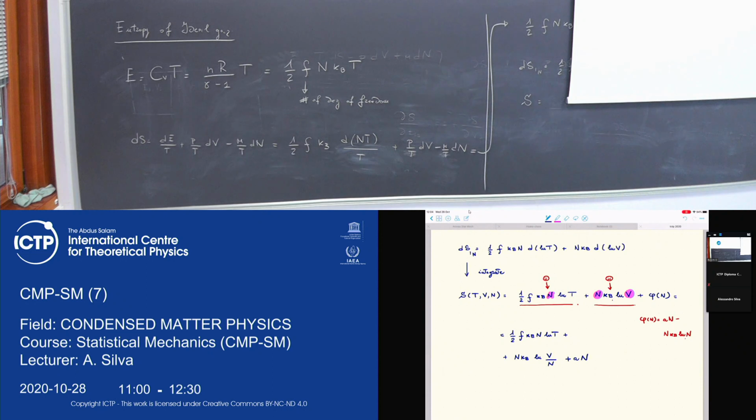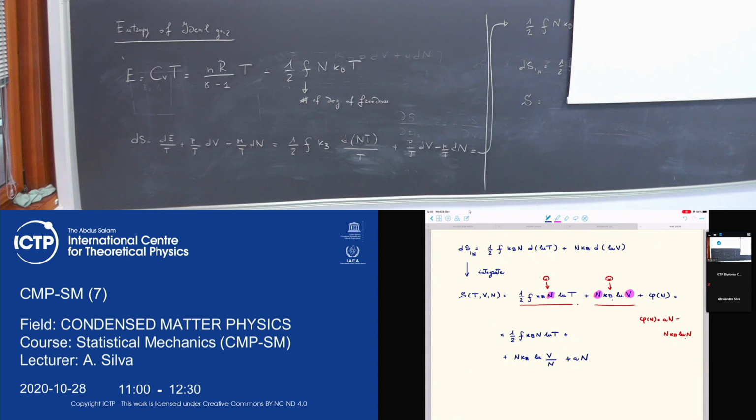There's no n log n anymore, or n log V, because what sits in the log now is a density, which is an intensive quantity, or a specific volume, call it the way you want. Okay? So therefore, your phi of n has to have this form.